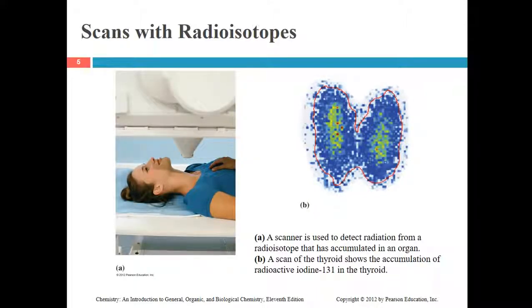So notice here, if we're looking at this particular item, a scanner is used to detect radiation from a radioisotope that has accumulated in an organ. A scan of the thyroid shows the accumulation of the radioactive iodine-131 in the thyroid. And you go, well, why did they pick that one? Well, because certain radioactive isotopes do have some really specific places where they target. So you're going to have different ones for different issues.